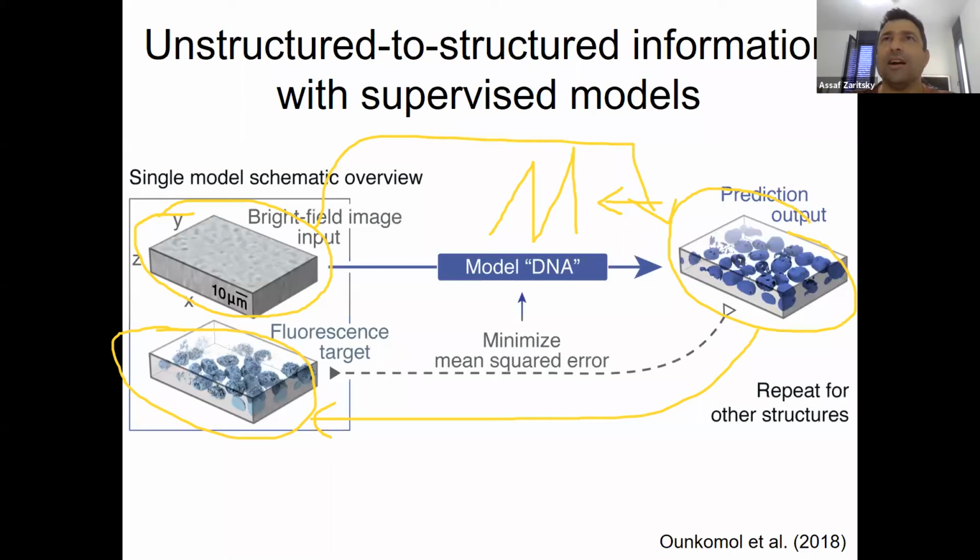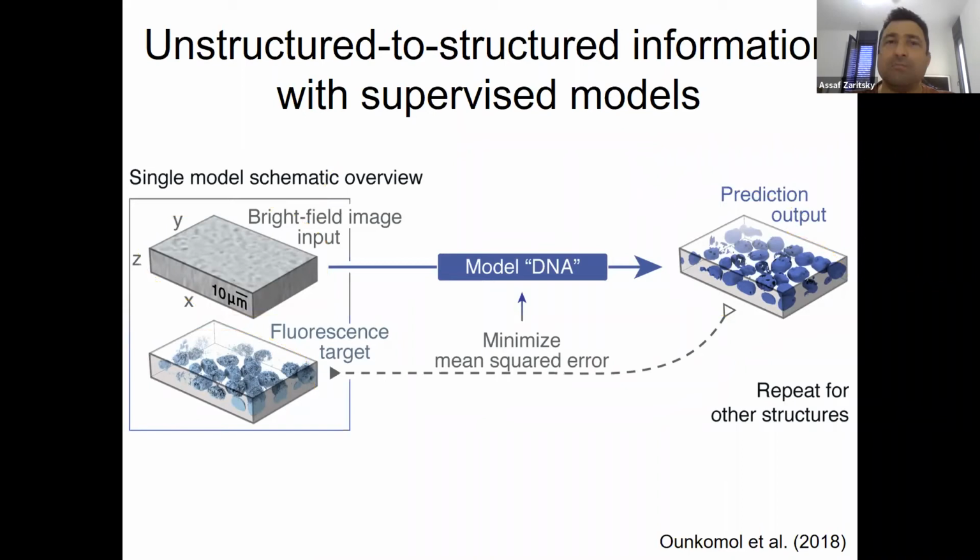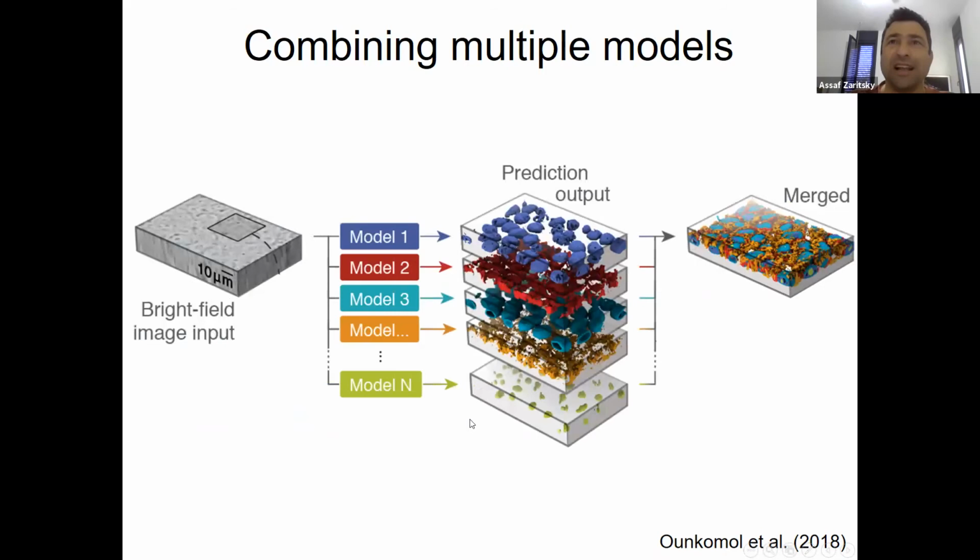Think about it. Maybe you need a little more time, but now you have a network that gets a bright field image and can map it into a fluorescent image. For each organelle we have a different model that we trained independently. We take a bright field image and use model one, model two, model three, and for each model we generate the localization of the organelle. But this image is not labeled with anything. In training, we learn this mapping from a bright field to the localization of each molecule.